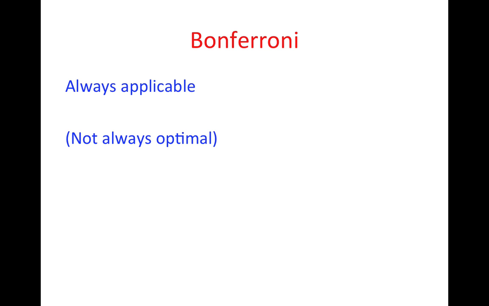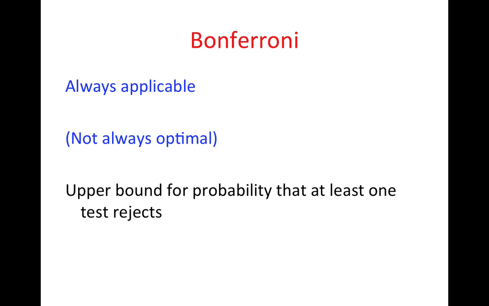It's not always optimal, though. If we did know how the tests were related to each other, we would probably be able to take advantage of that, as we'll see in the next methods, in order to be a little bit less conservative, not use quite so low a p-value cutoff for each test. So Bonferroni gives you an upper bound for the probability that at least one test rejects.